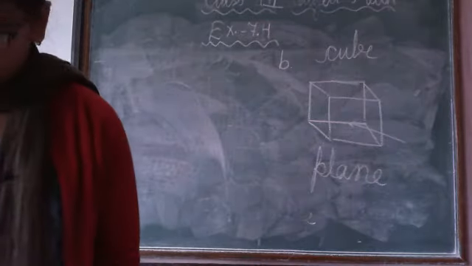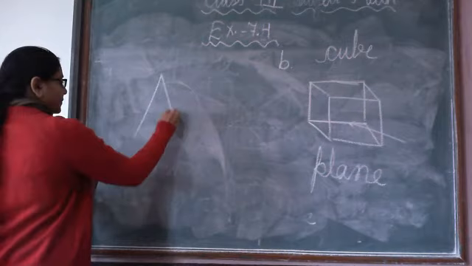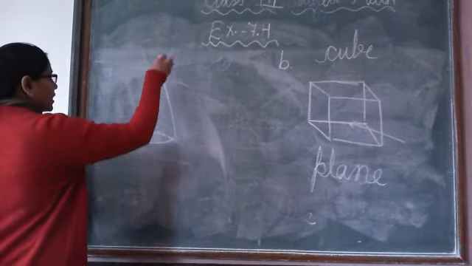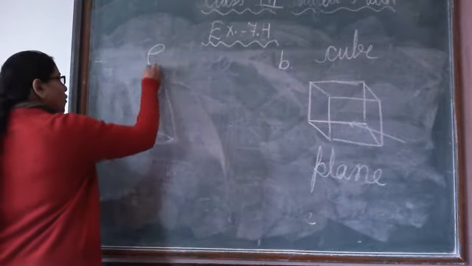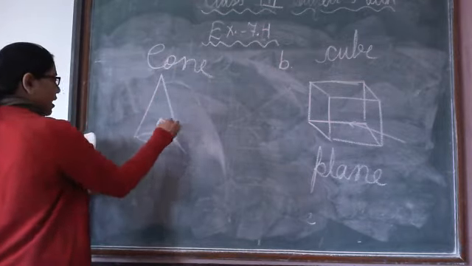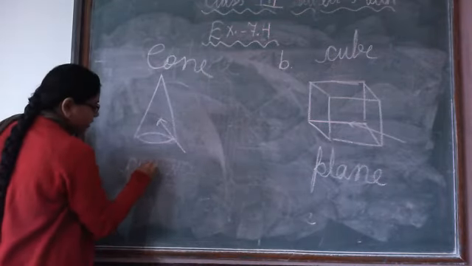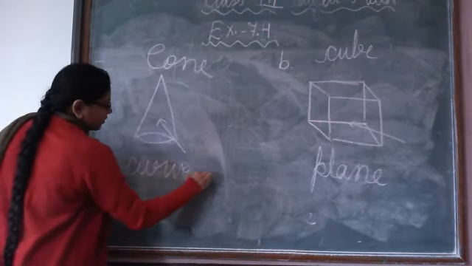That's a birthday cap. It is in the shape of a cone. So in the place of name we will write cone, and this surface they have asked. So this is the curved surface. So once again in the place of surface we will write curved.